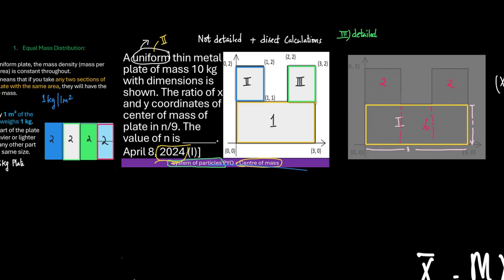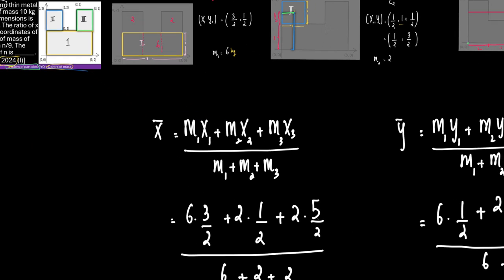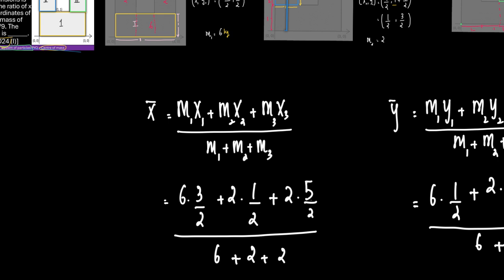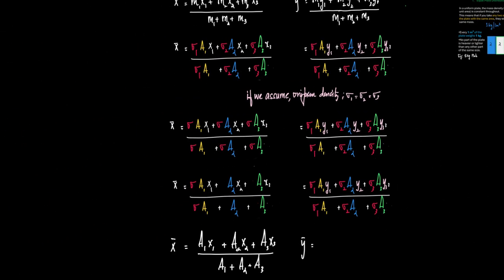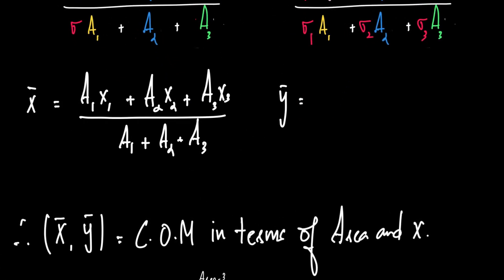Okay. So now that we have completed the discussion on calculating coordinates of center of mass using x bar is equal to m1 x1 plus m2 x2 plus m3 x3 by m1 plus m2 plus m3, let us now try to understand how the same is derived using the formula x bar is equal to a1 x1 plus a2 x2 plus a3 x3 by a1 plus a2 plus a3.